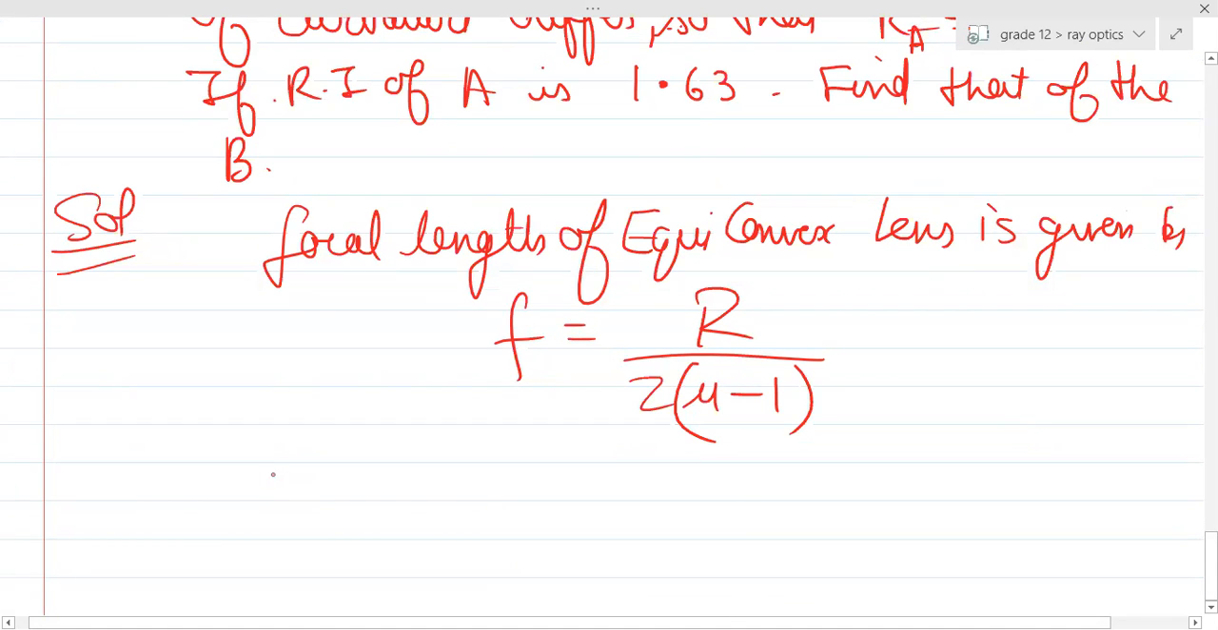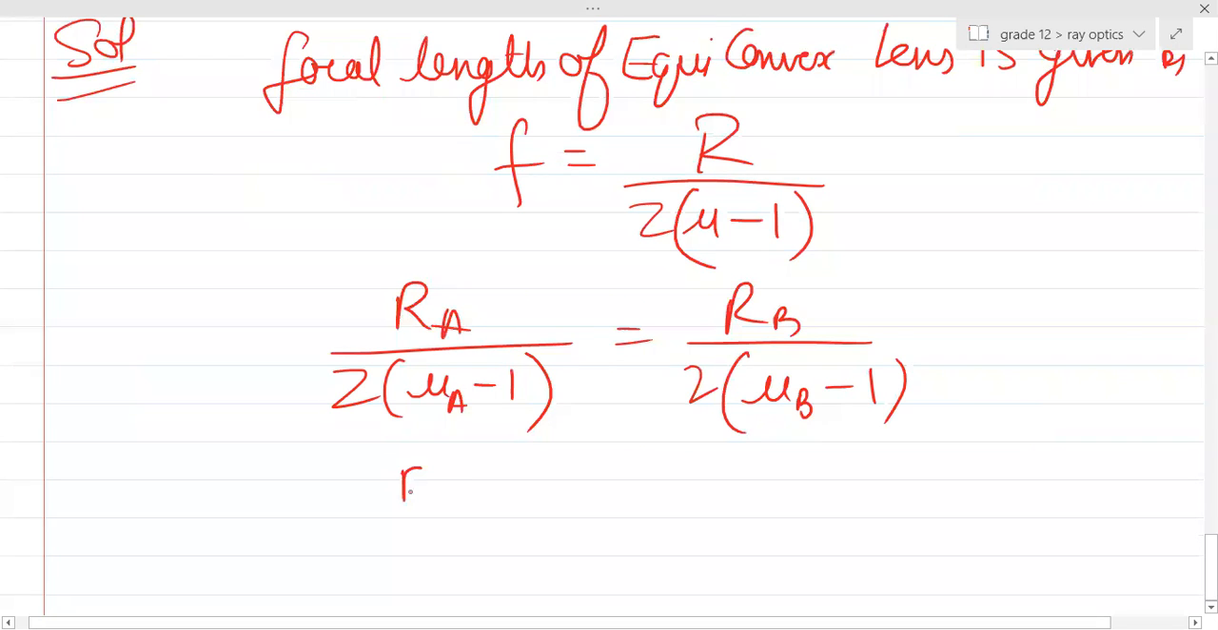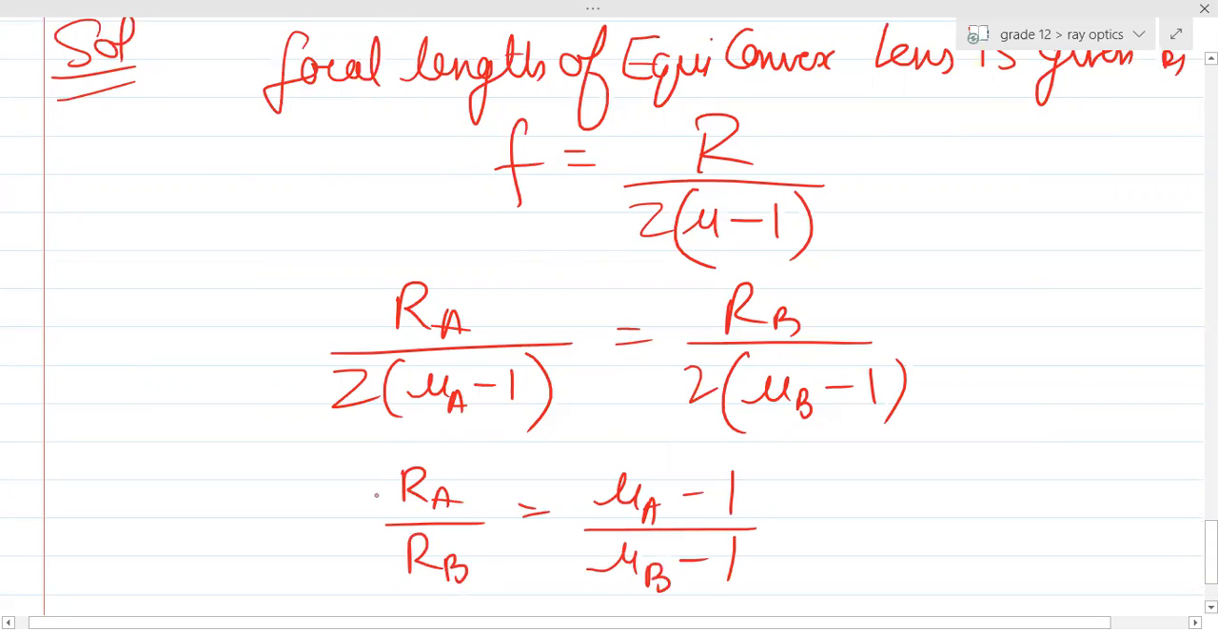Yes or no? So basically they have said that they have the same focal length. If they have the same focal length, then RA divided by twice of mu A minus 1 should be equal to RB divided by twice of mu B minus 1, right? And from here I can rearrange them. RA upon RB is basically mu A minus 1 upon mu B minus 1. 2 and 2 will get cancelled out, and they have given RA upon RB to be 0.9.